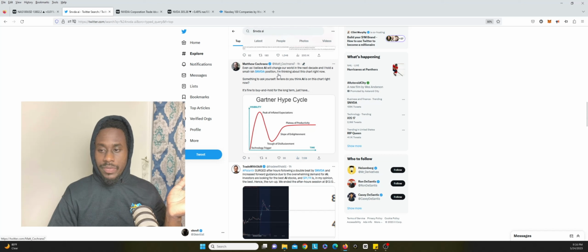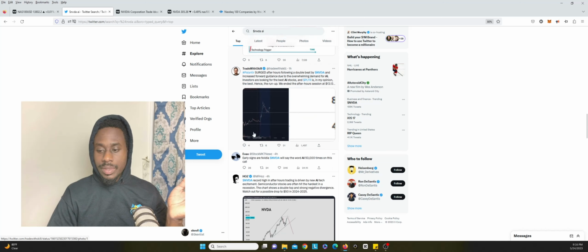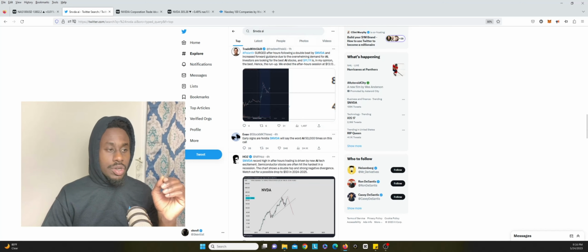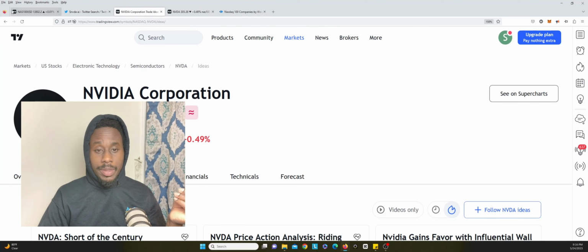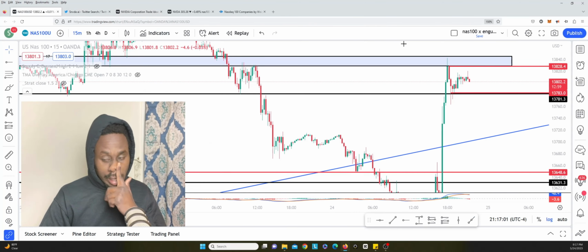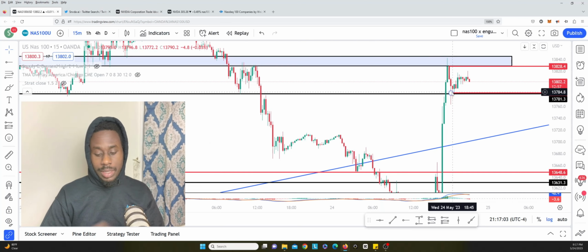Even as I believe AI will change our world in the next decade, I hold a smallish Nvidia position. Thinking about this chart right now, something to ask yourself: where do you think AI is on this chart right now? It's fine to buy and hold long term. Just have... I think I'll just cut it there, right? So that's basically what happened today at the end of the market.